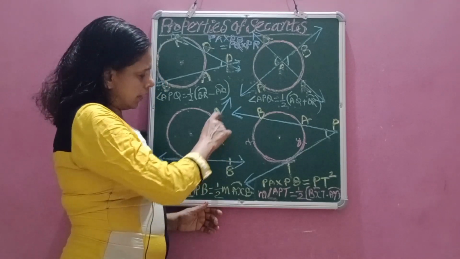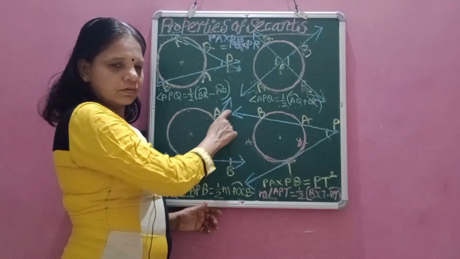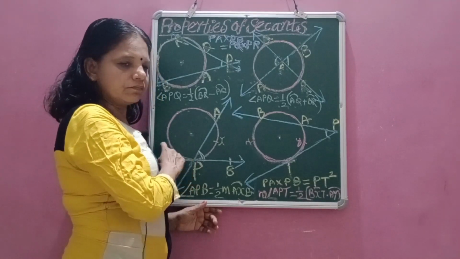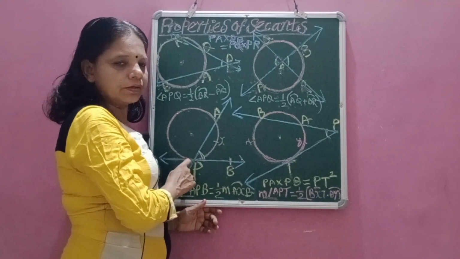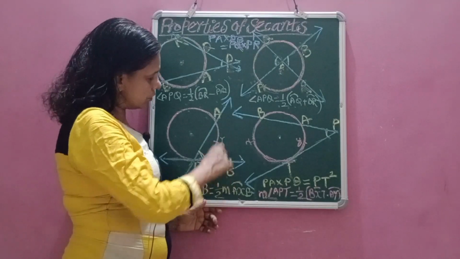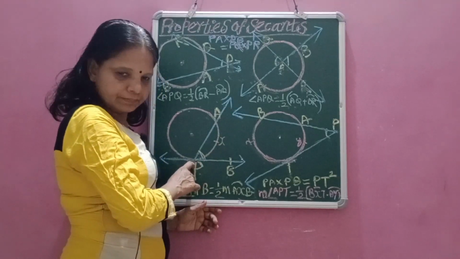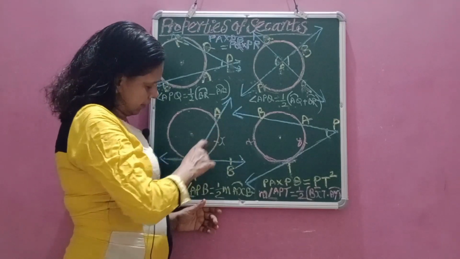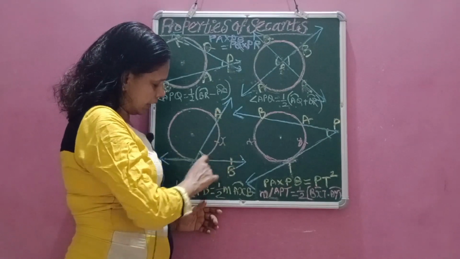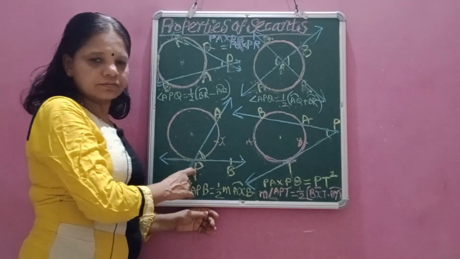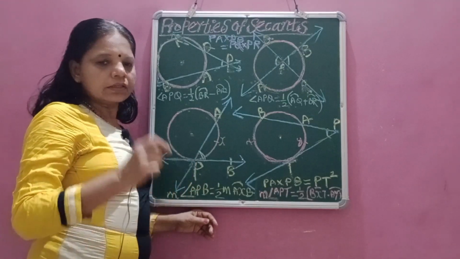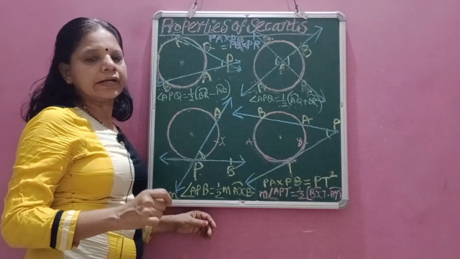Clear? Here one line is secant through the point P and one line is tangent through the point P. Then the angle between them equals half the measure of arc AXP. Clear? Angle APB equals half the measure of arc AXP. In this case, when the point of intersection is on the circle, one of the lines becomes tangent.